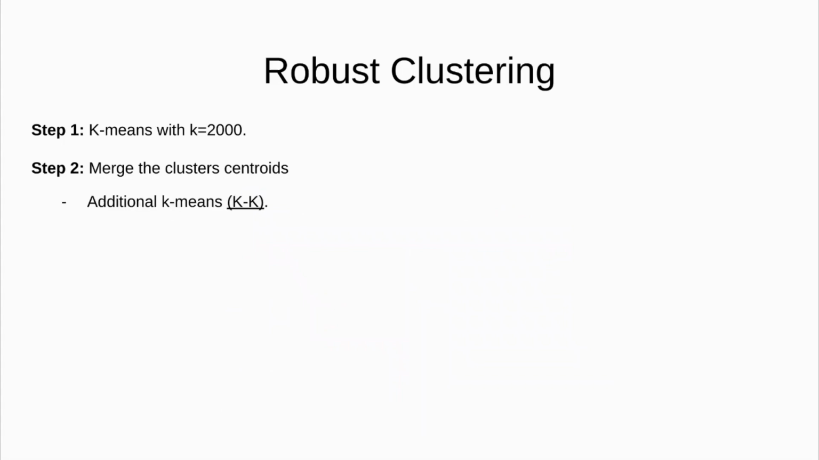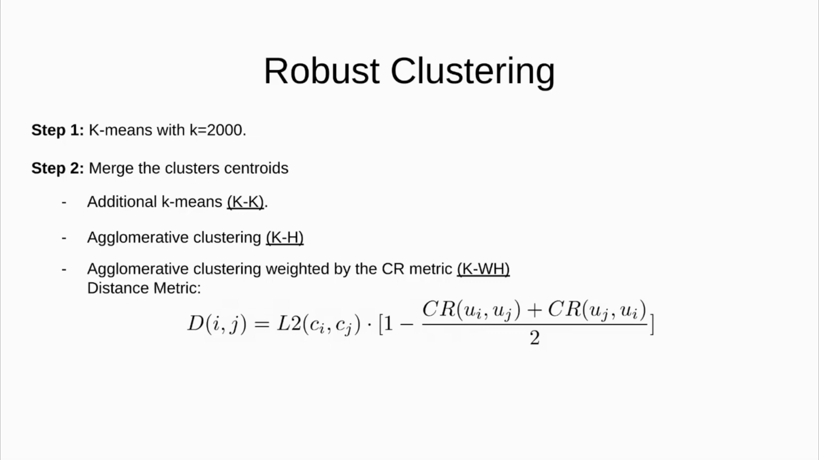The last part of our work uses all we discovered and proposes improvements to the clustering method. We created three different methods, while in all of them we start from the standard k-means with k equal to 2000 and iteratively merge the clusters to reach the target number of clusters. In the first method, named double k-means, we use an additional k-means to merge the clusters. In the second method, k-means with hierarchical clustering, we merge the clusters using agglomerative clustering.